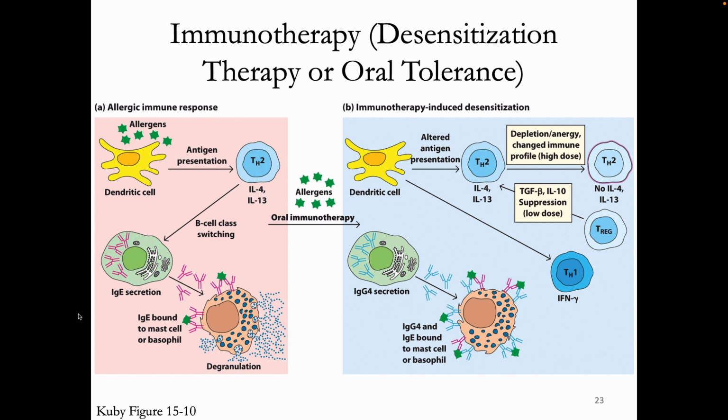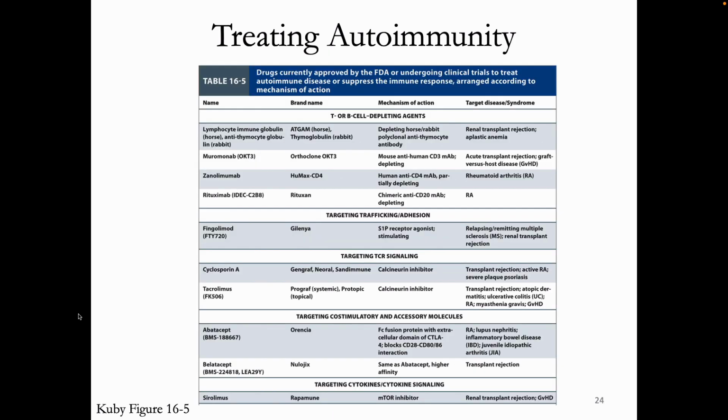So that's the final type of treatment for allergies. We can then also think about ways that we treat autoimmunity. This table gives a whole lot of ways that we can treat autoimmunity.